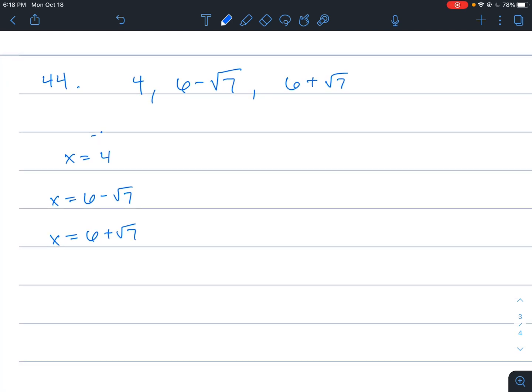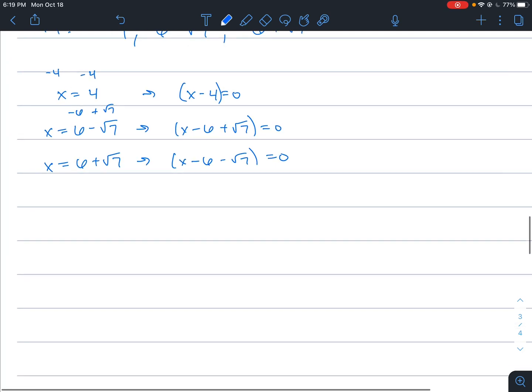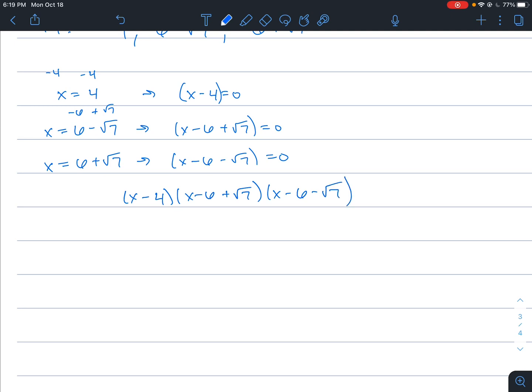So I'm going to subtract 4 from both sides over here, and I get that x minus 4 equals 0. So x minus 4 is a factor. Here, I'll subtract the 6 and add the square root of 7. So I get x minus 6 plus the square root of 7 equals 0. Likewise here, x minus 6 minus the square root of 7 equals 0. Now let's take my factors and write them together: x minus 4, multiplied by x minus 6 plus the square root of 7, and then x minus 6 minus the square root of 7.